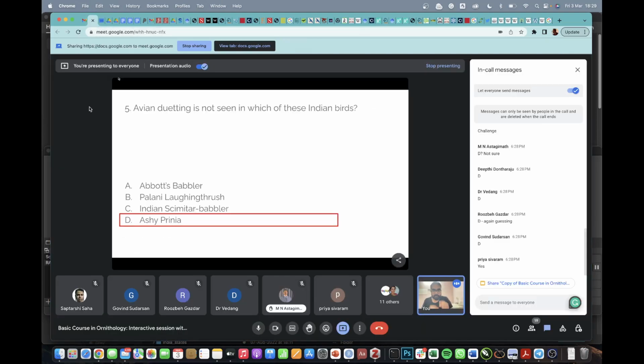And yes, so the answer is: it definitely happens in the first three, Abbott's babbler, Palani laughing thrush, and Indian scimitar babbler, and has not been seen in Ashy prinia. So yeah.